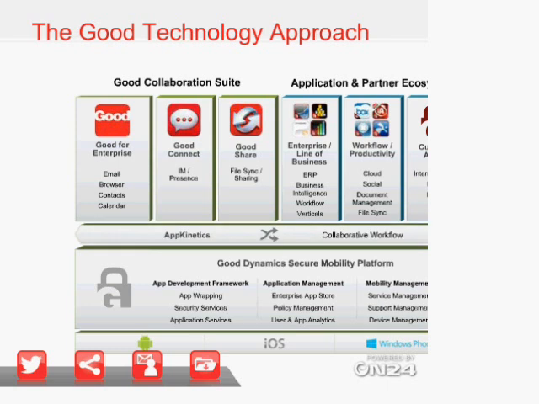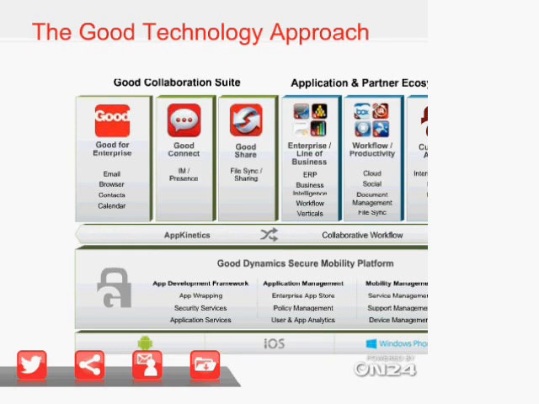App Kinetics, if you will, is kind of the super highway that connects all these things together. Whether you have an application that you've purchased from Good Technology, you've created yourself, or you've purchased from a commercial independent software vendor, App Kinetics allows all of these applications to securely share documents and data. It's a unique capability to Good Technology.